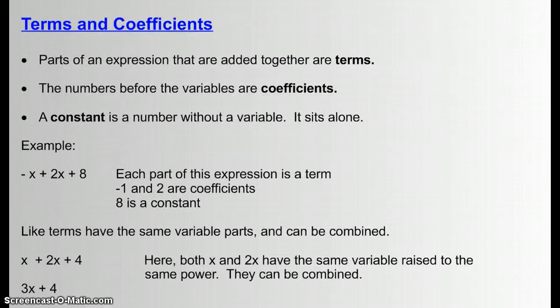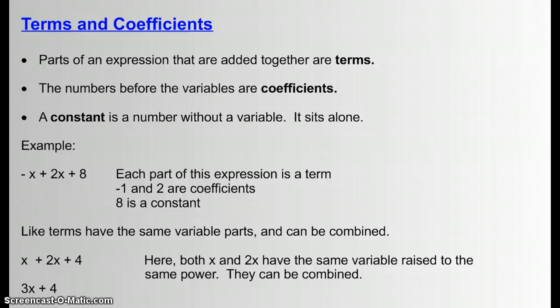We're going to take a look at terms and coefficients here. This is vocab, and we're going to use this vocab from now on so that you understand what I'm talking about when I say terms, when I say coefficients, when I say like terms. So it has to be very clear in your mind what these things are. All the parts of an expression that are added together are called terms. And the numbers that are before the variables, the numbers that are being multiplied by the variables, are called coefficients.